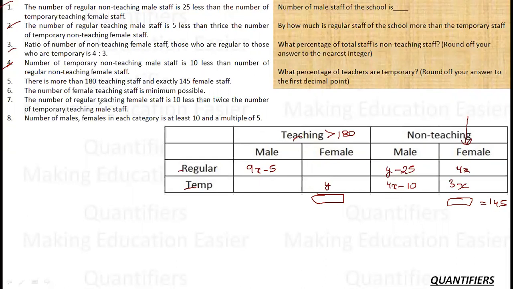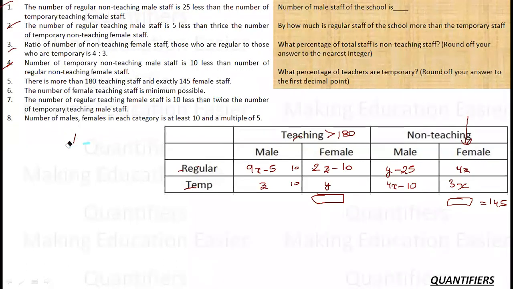The number of regular teaching female staff is 10 less than twice the number of temporary teaching male staff. Twice less, which means that if this is Z, this is 2Z minus 10. Number of males, females in each category is at least 10 and a multiple of 5. So this is minimum 10 and a multiple of 5. So they will vary as 10, 15, 20 and so on.